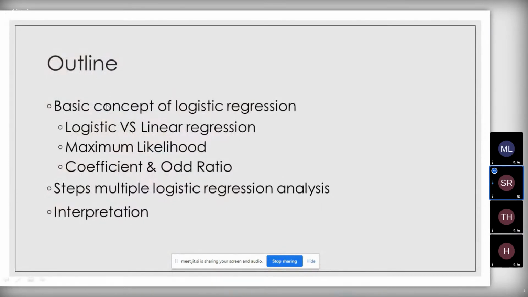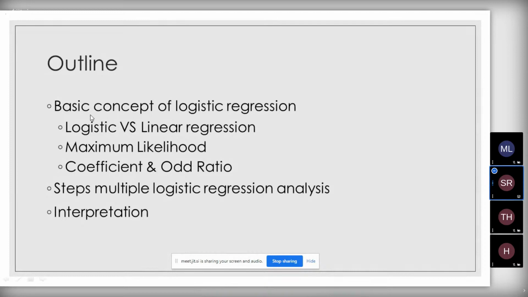Today, this is my outline. Hopefully, I will cover almost 50% on concept and theory, and another half on analysis using R. Previously, when I gave a lecture on logistic regression, I just gave a very light introduction on concept or theory, and then went straight to the steps for analysis. But today, I also want to discover more about what happens behind logistic regression.